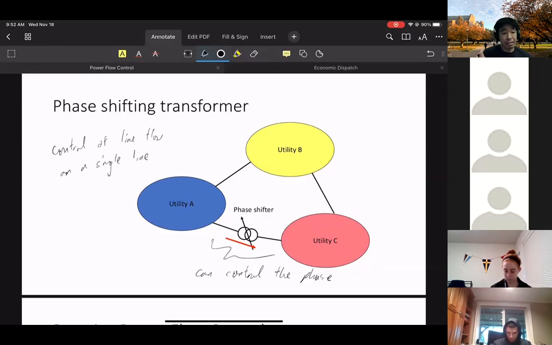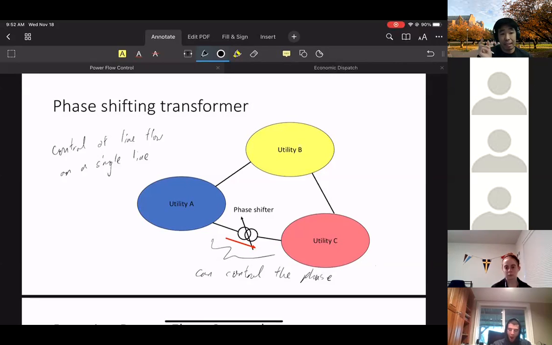Okay, so if you have a phase shifter, basically if you allow it to rotate angles, then it decouples the power flow. It decouples the line flows between all the lines, because now you can introduce an arbitrary phase shift in the line. Let's say you really want to flow power from A to C without doing anything to the other lines, you can add a phase shifter here. And this phase shifter allows you to control the flow on this line.